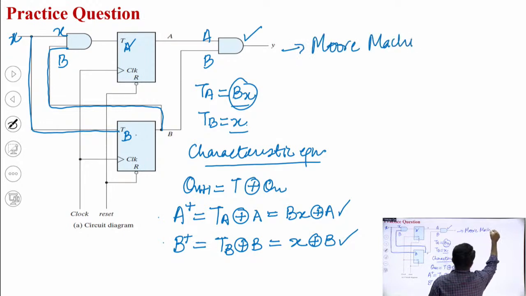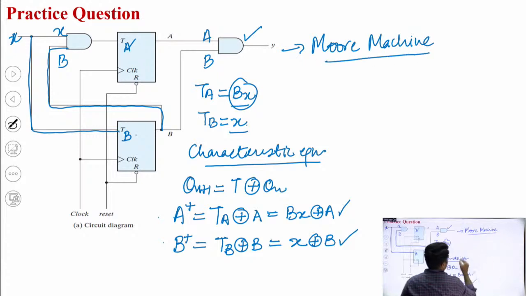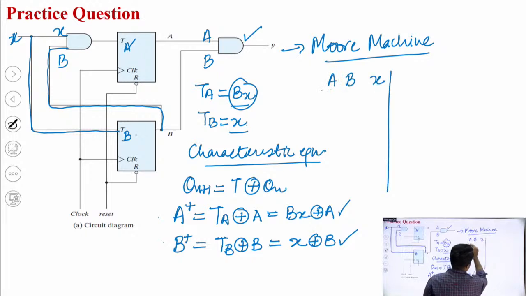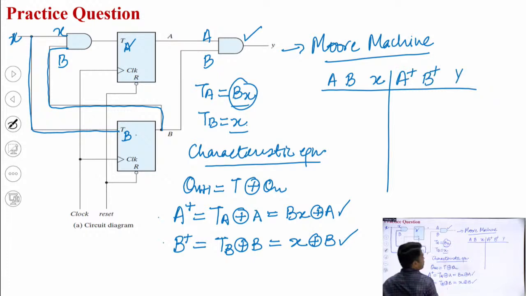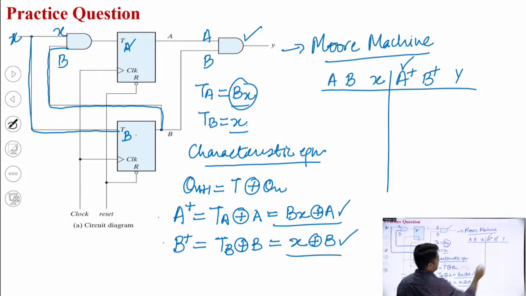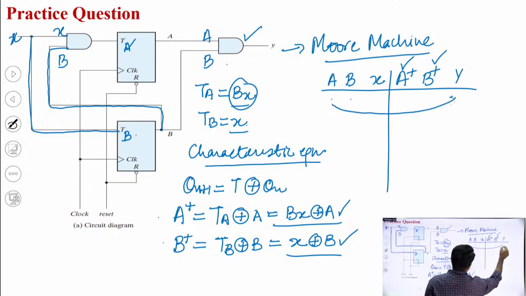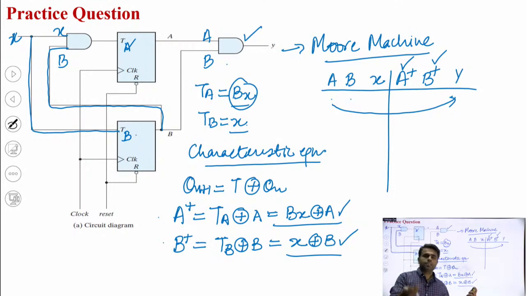Okay, this is a Moore machine. So again the table will be the same. A, B will be the present state, X will be the input, A plus and B plus will be the next state, and Y will be the output. Here you have the expression for A plus. Using the A plus expression you can write the values for A plus, and using B plus you can write the values for B plus, and Y you can check, Y is equal to A dot B. So the product of these two things will appear at Y. In this way you can prepare the state table for this circuit, and then the state table can be easily converted into a state diagram. So I hope it is clear.